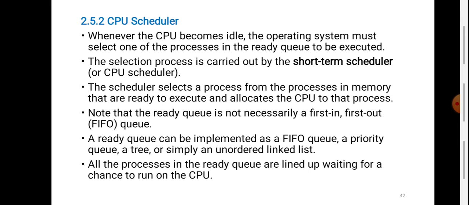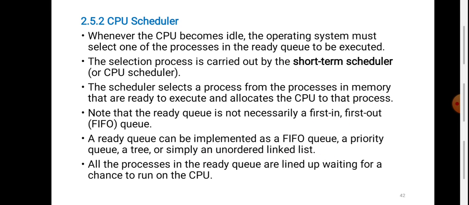The CPU scheduler is also called the short term scheduler. Okay, the scheduler selects a process from the processes in memory that are ready to execute and allocates the CPU to that process. Note that the ready queue is not necessarily a first in, first out queue. The ready queue can be implemented as a FIFO queue, a priority queue, a tree, or simply an unordered linked list.